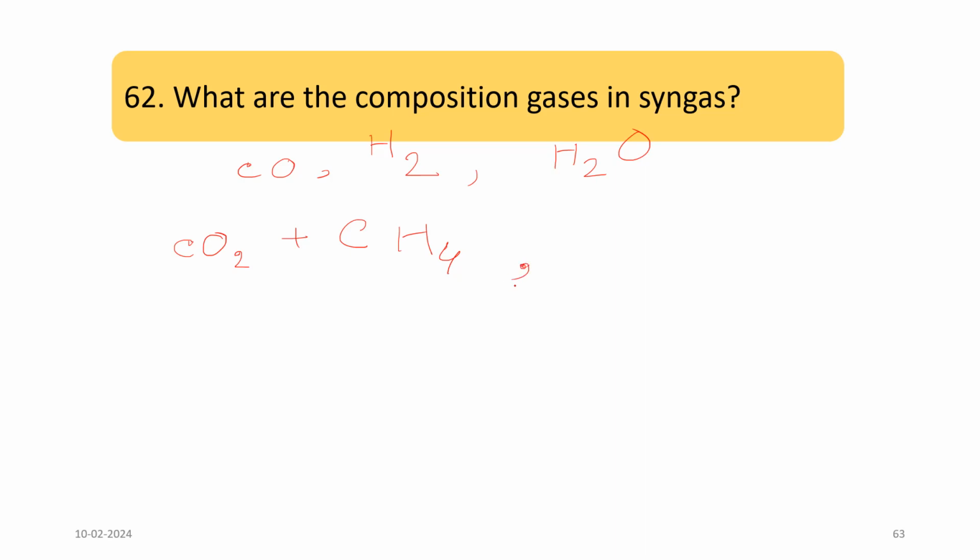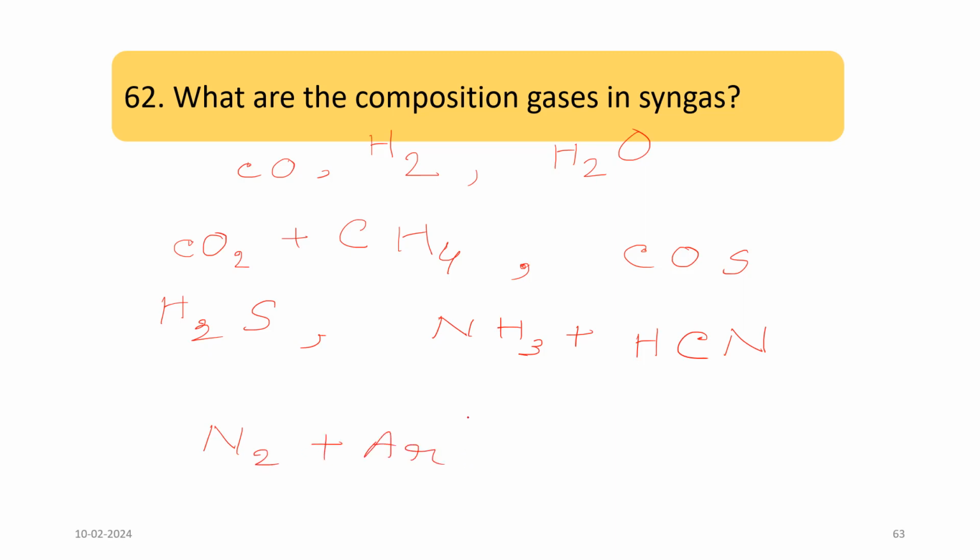Then in some amount COS is produced, hydrogen sulfide is produced, then ammonia and a mixture of ammonia and hydrogen cyanide can also be there, and some nitrogen and argon can also be there in the product. So not only syngas is produced, along with syngas these are also produced.